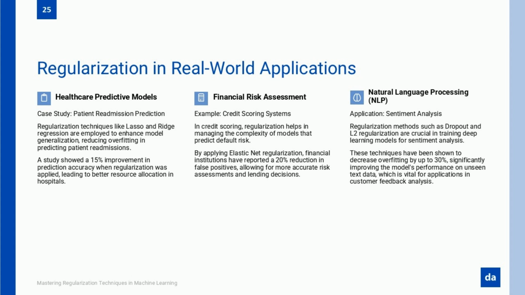Build a model that generalizes better to changing economic conditions and evolving customer behavior. Real-world impact: elastic net regularization has been shown to reduce false positives in credit scoring by 20%, allowing financial institutions to make more accurate lending decisions.